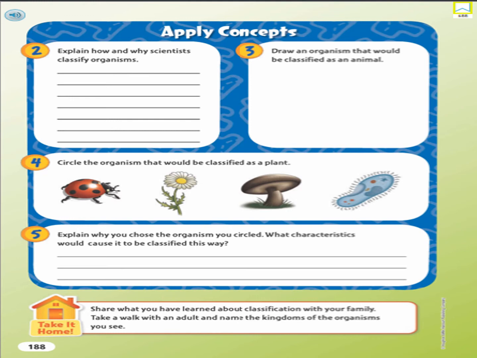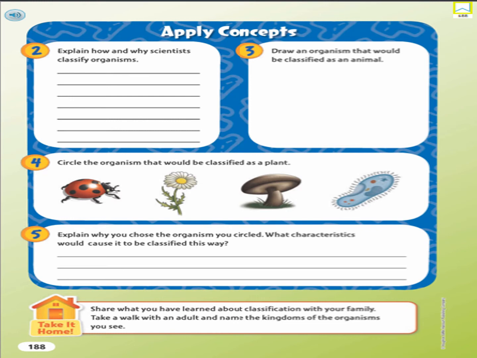Apply concepts. Explain how and why scientists classify organisms. This is very simple and I've gone over it several times. What I would like you to do is think about it for a minute and explain why a scientist would have to classify a mushroom instead of a giraffe. What is the difference between a mushroom and a giraffe?